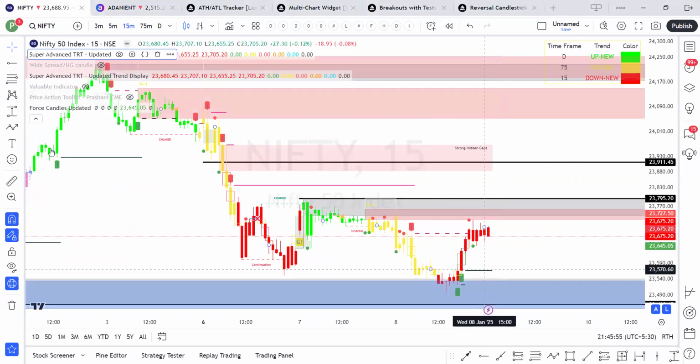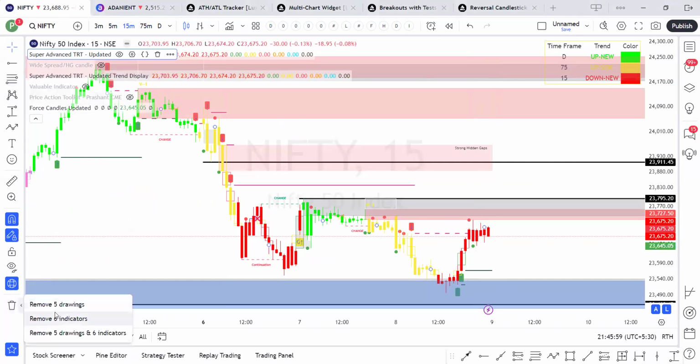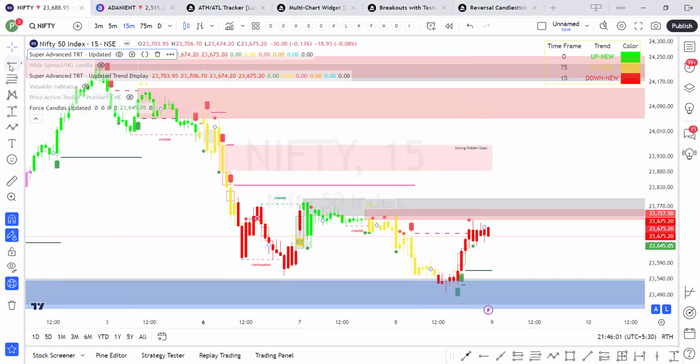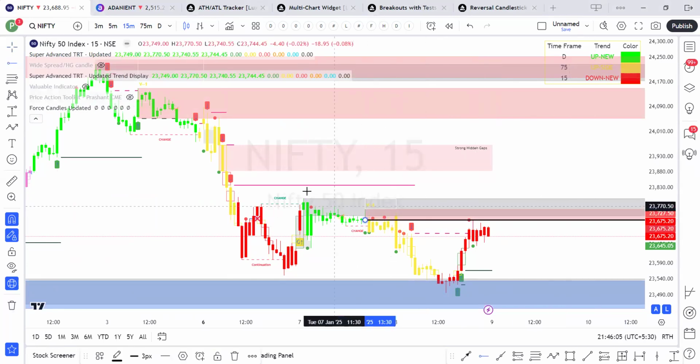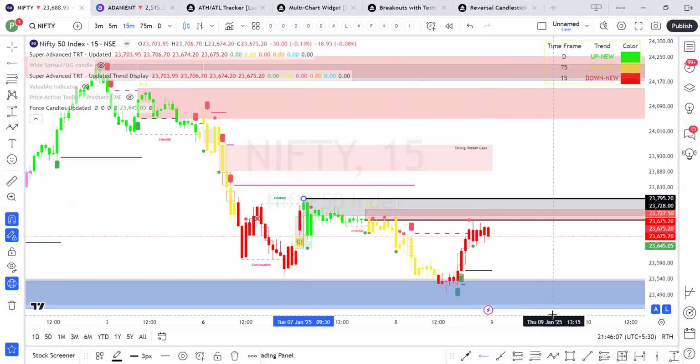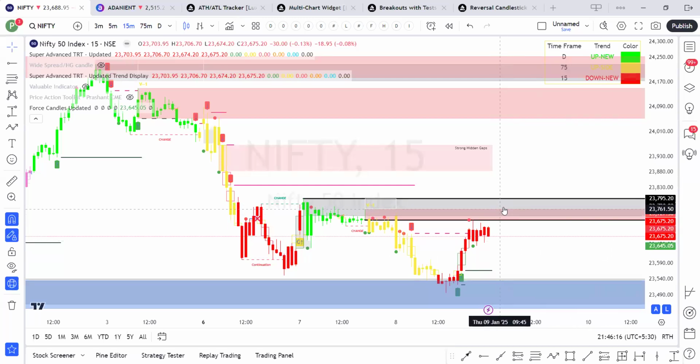Now tomorrow if gap up happens, what is possible? I will tell you two scenarios. Suppose price opens as gap up here or above this but below this. So this range is 23,730 to 23,800. If price opens within this, what is likely to happen? Will it gap up and run up, or will it gap up and fall down?